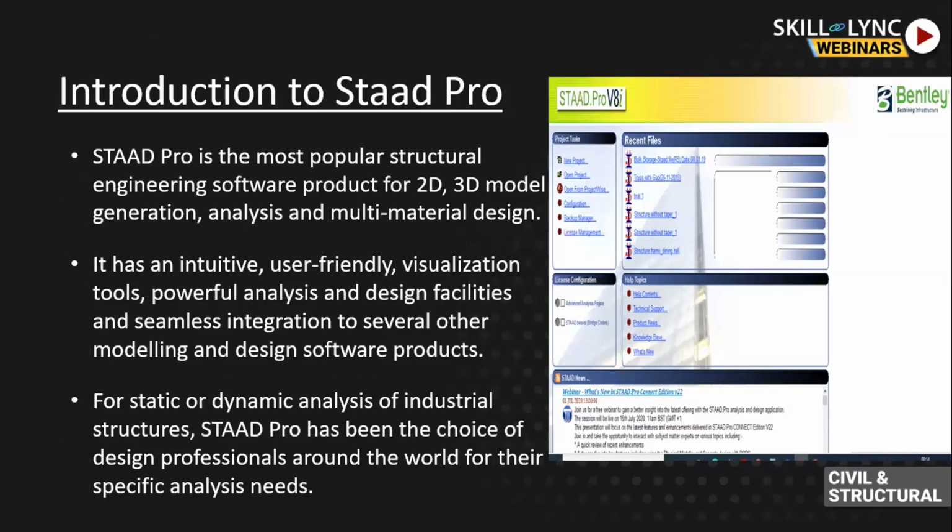Now STAAD Pro. STAAD Pro has been widely used all over the world, particularly for steel design. This is a very popular structural engineering software. You can model 2D and 3D models in this software, and it allows multi-material design and analysis in a single program. It has very user-friendly tools, and you can do a lot of static and dynamic analysis of structures as well in STAAD Pro.